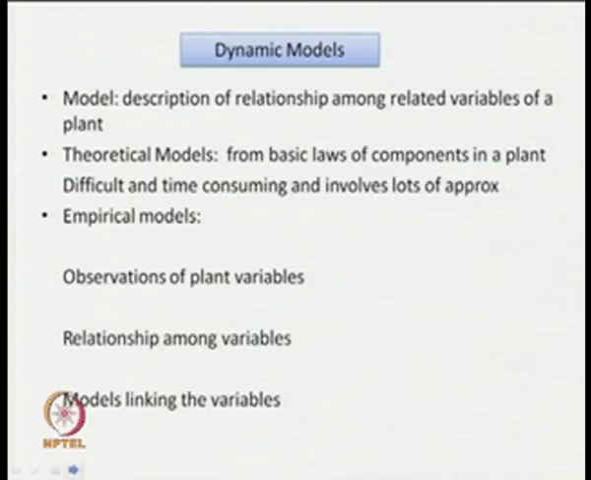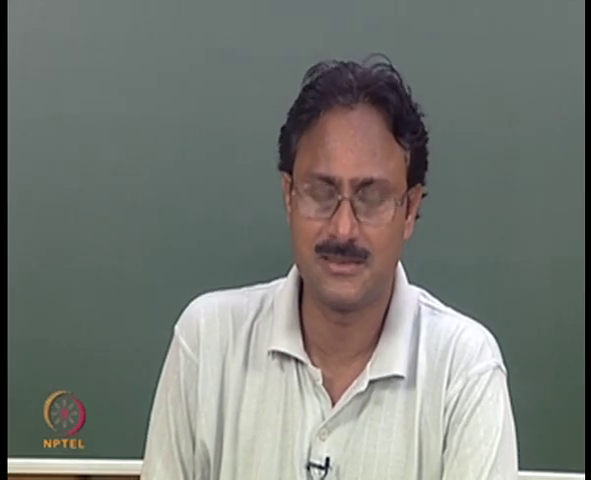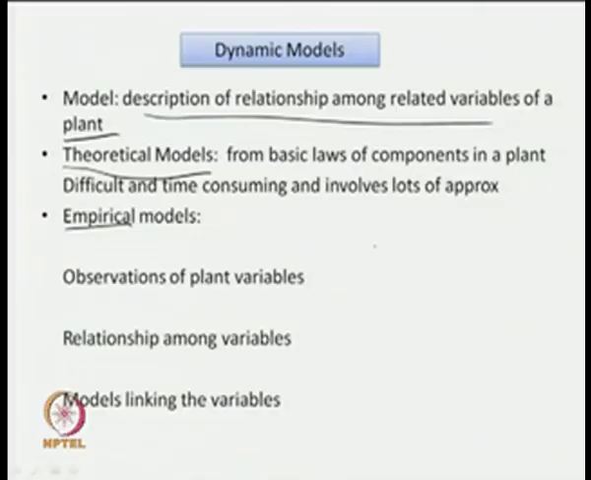Now, we shall see what a model is first. A model of a plant in a broad sense is nothing but the description of the relationship among related variables of a plant. Models can be available in many forms. We know that the models may be of theoretical form or in empirical form. Also, models of many real time systems are available in time domain and in frequency domain forms.